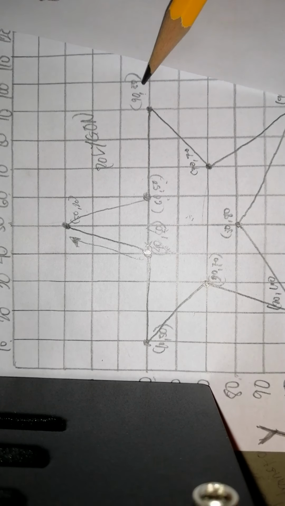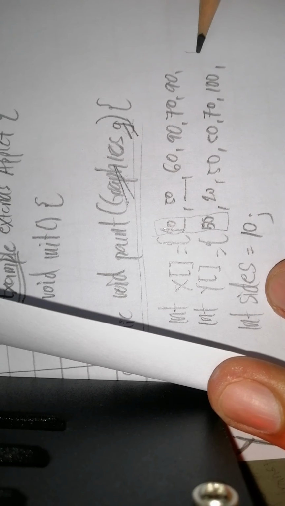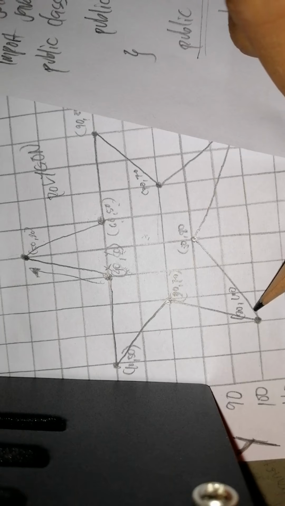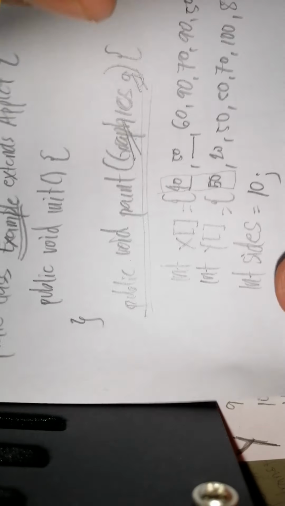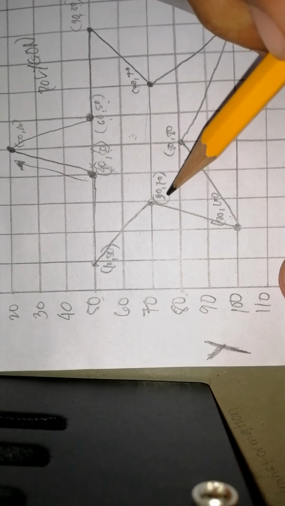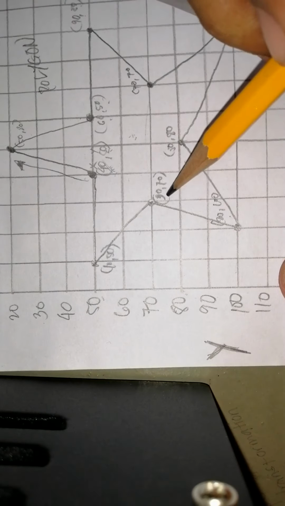Next is 50 and 80. Okay? So 50 for the x and 80 for the y. The next we have 20 and 100. So 20 for the x and 100 for the y. The next is we have 30 and 70. So meaning, we have 30 for the x and 70 for the y.